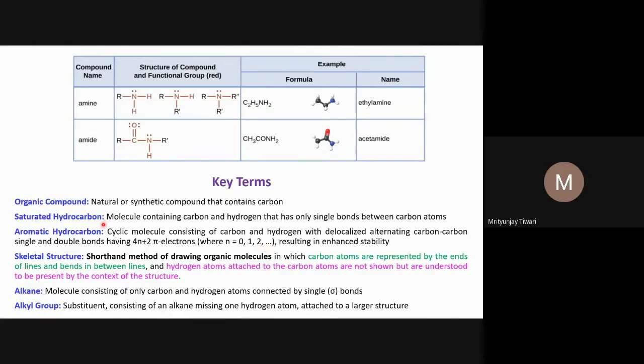Anyway, next is saturated hydrocarbon. Hydrocarbons are compounds containing carbon and hydrogen only, and saturated means there are only single bonds between carbon atoms. Then aromatic hydrocarbons. There are certain rules to identify whether a compound is aromatic or not. First, the compound should be cyclic. Second, there should be alternating double and single bonds, so that the pi electrons are delocalized over the entire ring.